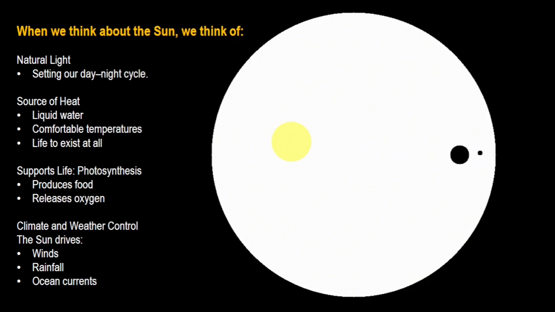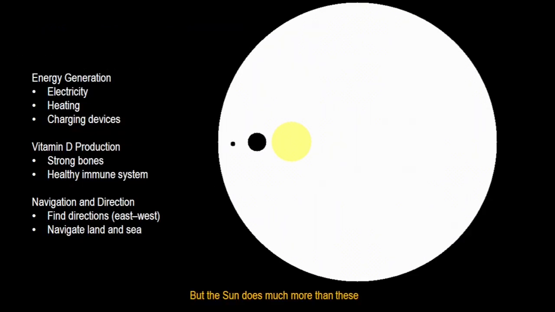Things like photosynthesis: plants use solar energy for food production and for some chemical reactions that happen in trees and green plants that release oxygen. So solar energy is important for that. It is also important for climate and weather control. The sun drives the winds, ensures rainfall, and drives the ocean currents.